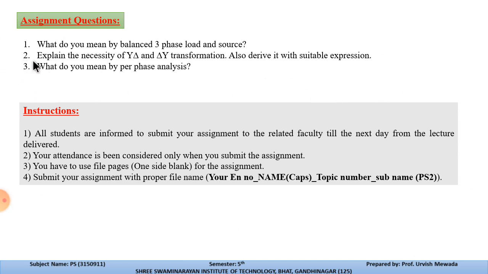The questions are: what do you mean by balanced three phase load and source? Explain the necessity of star-delta and delta-star transformation, also derive with suitable expression. And what do you mean by per phase analysis?